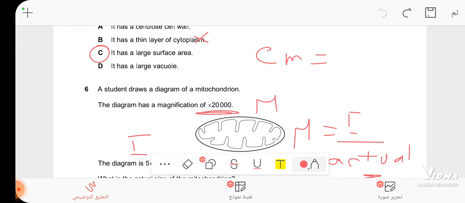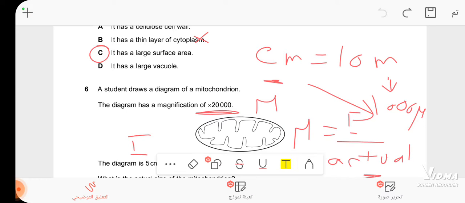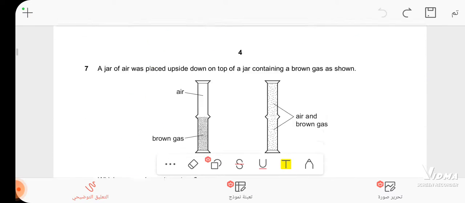A centimeter has 10 millimeters, and each millimeter has about 1000 micrometers. So when we change from centimeter to micrometer, we have to multiply 10 times 1000. It will be 10,000. So let's move to the next question here.